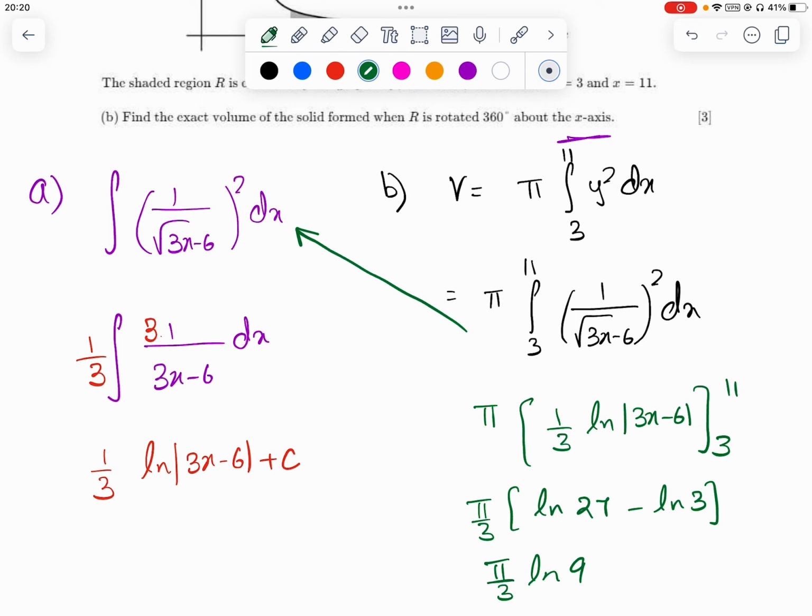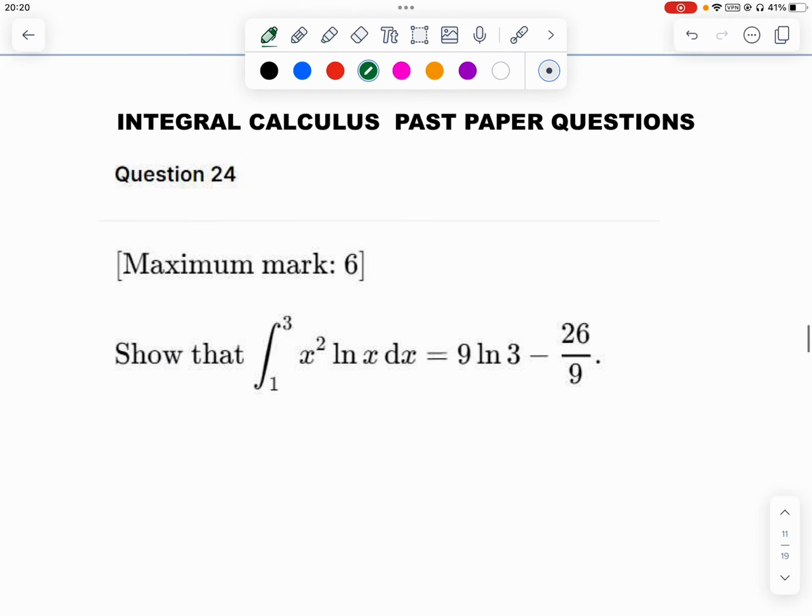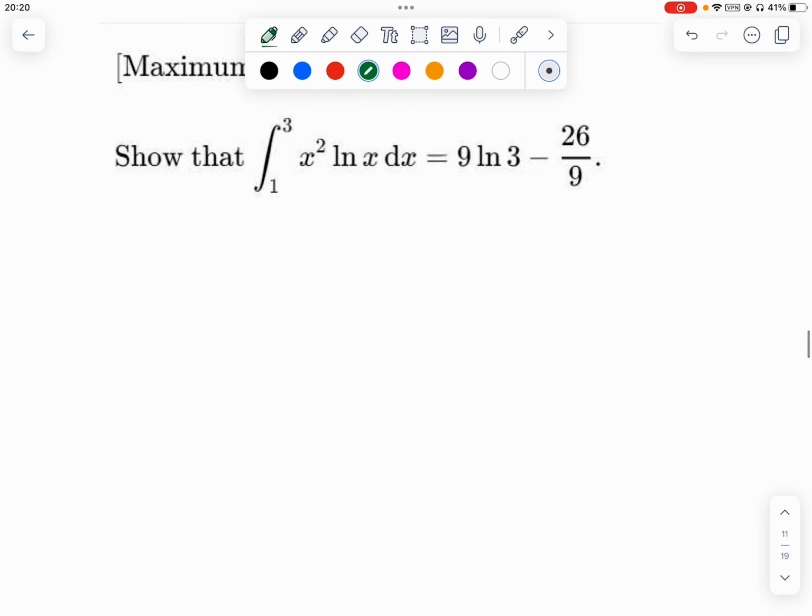Now coming to the next one. That was question number 23. Now coming to question number 24. Show that the integral of x squared ln x dx equals (9 ln 3 minus 26) upon 9. So what am I going to do? x squared ln x. So I am going to use integration by parts. Whenever I am doing integration by parts, I am going to use the concept of isolate.